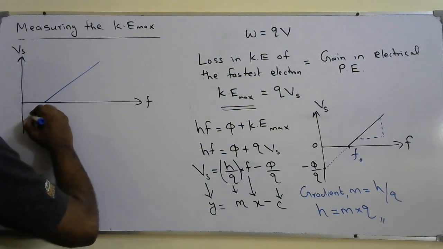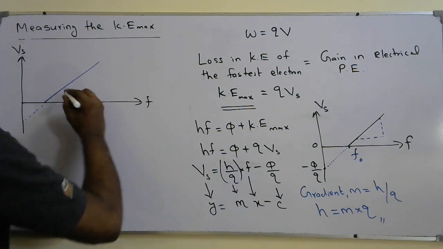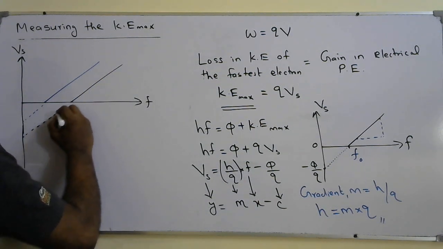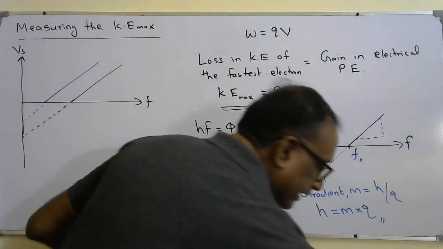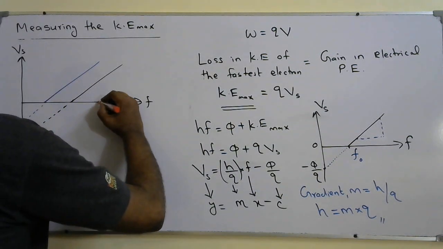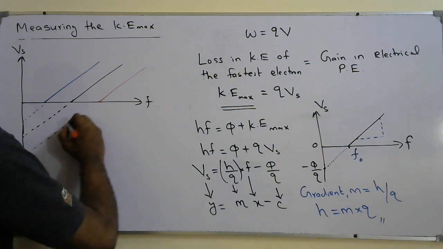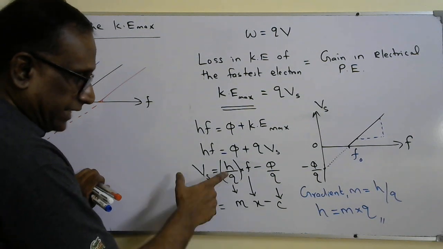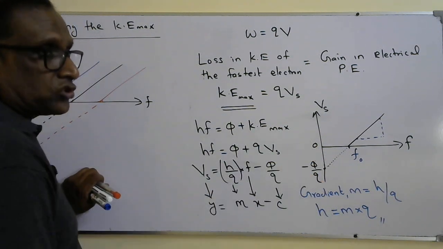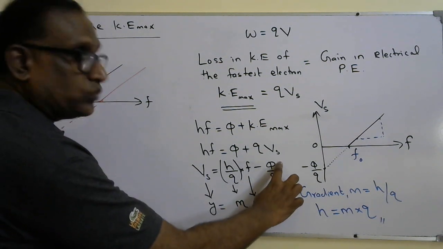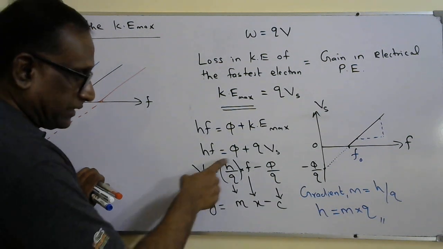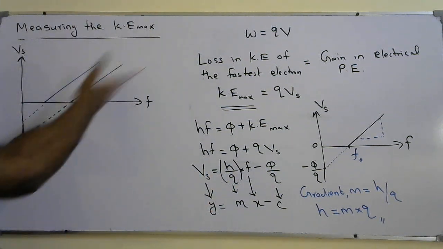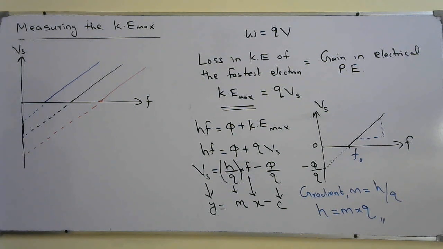First line with the first photovoltaic cell, second line with the second photovoltaic cell, and the third line with the third photovoltaic cell. All graphs will be parallel to each other. If they ask why they are parallel, rearrange the equation and show that all the photovoltaic cells have different work functions, so different threshold frequencies, but they have the same gradient. h is constant, q is constant. Same gradient means they will be parallel to each other.